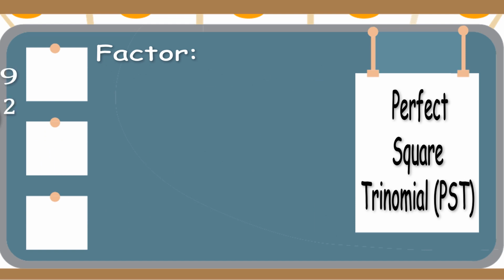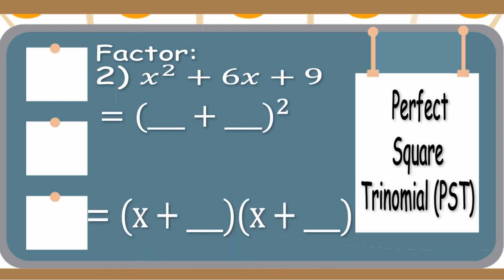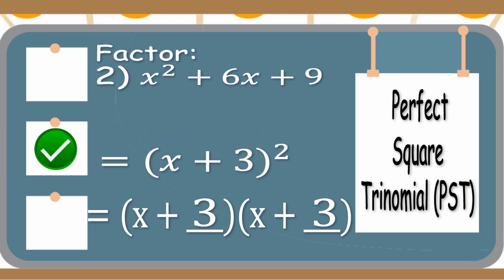Let's try another one. We're going to factor x squared plus 6x plus 9. By finding the square root of the first term, x squared, we have x. And finding the square root of the last term, the square root of 9, will give you 3. Therefore, we can simply write quantity x plus 3 squared. Get the square root of the first term and get the square root of the last term. So, the factors of x squared plus 6x plus 9 are quantity x plus 3 and quantity x plus 3, or simply quantity x plus 3 squared.